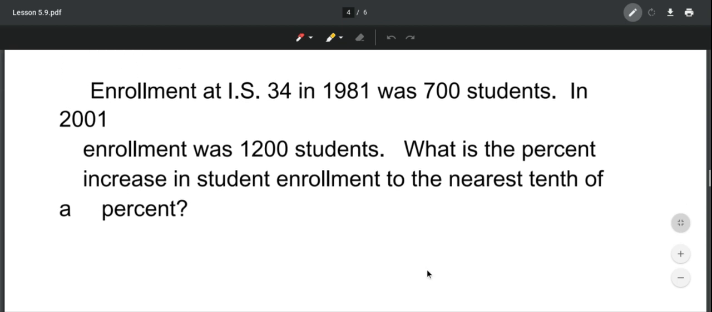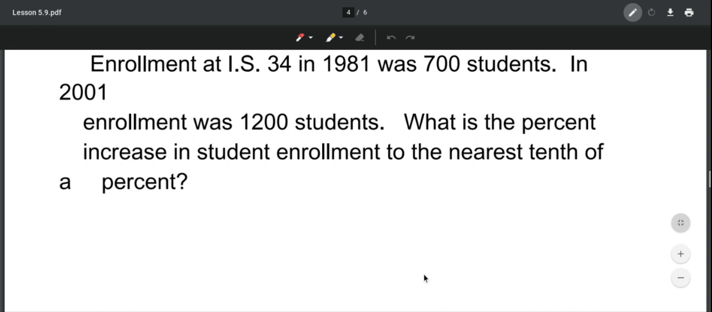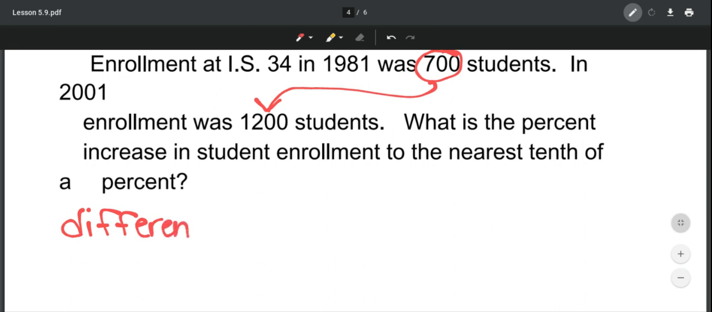Let's try another problem together. Enrollment at IS 34 in 1981 was 700 students. In 2001, enrollment was 1,200 students. What is the percent increase in student enrollment to the nearest tenth of a percent? Again, it is an increase because the number of students increased from the original 700 to 1,200. So again, we're going to do the difference divided by the original.